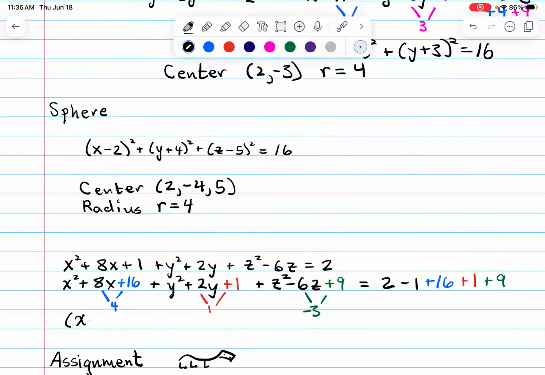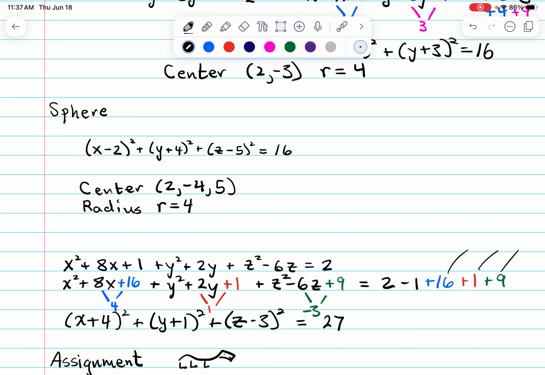I've got x plus 4 squared plus y plus 1 squared plus z minus 3 squared equals, let's see what's going on over here. I've got 1 plus 16, that's 17, 18. I guess is that going to be 27? I think it's going to be 27. I think so. Let's see here, 9, 10, 26. Yeah, 27. There we go.